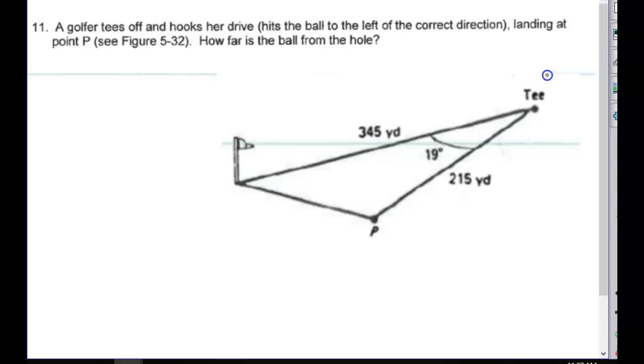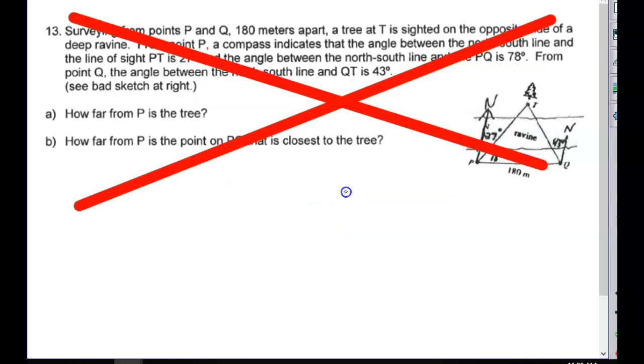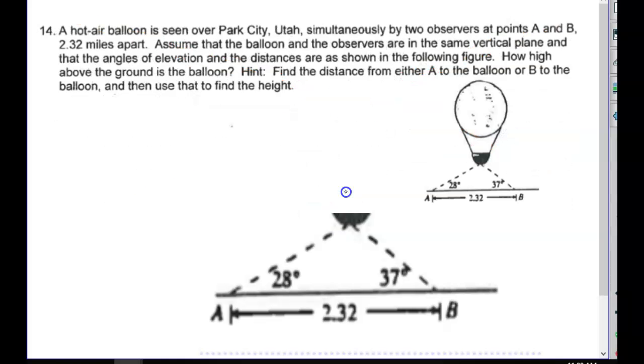11 do you have to do? Okay. All this wants to know is how far this is, so that's what kind of question? Yes. Do you have to do 12? Okay. Find the distance between A and B. According to the picture, it looks to me like that's also just what? Law of cosines. Okay. 13 is crossed off because it's a hot mess. 14 do you have to do?